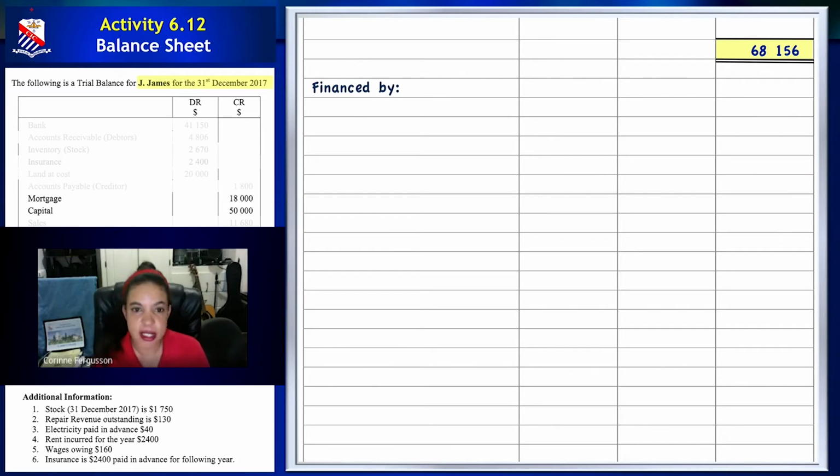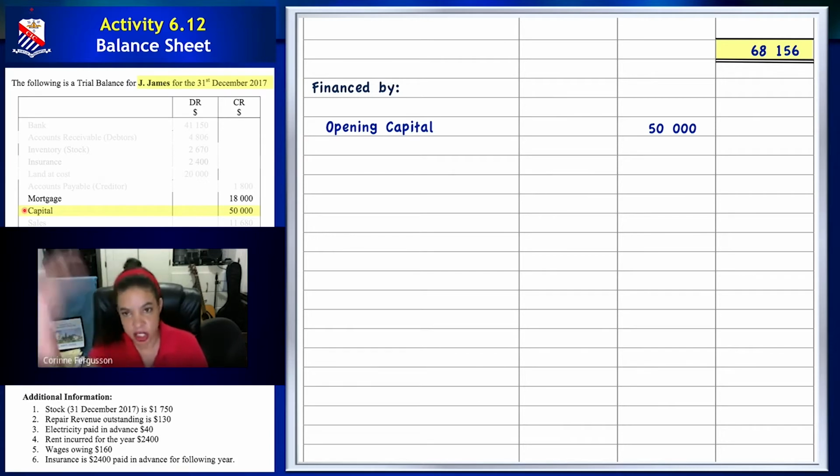So your financed by, the first thing you start with would be your opening capital, and your opening capital is the amount in your trial balance over here. So your opening capital is 50,000. You can use any column, whether it's the middle column or the last column, because it eventually has to go into the last column. I prefer to use the middle column just to keep from having a whole set of numbers in the last column. Okay, so we have opening capital 50,000.